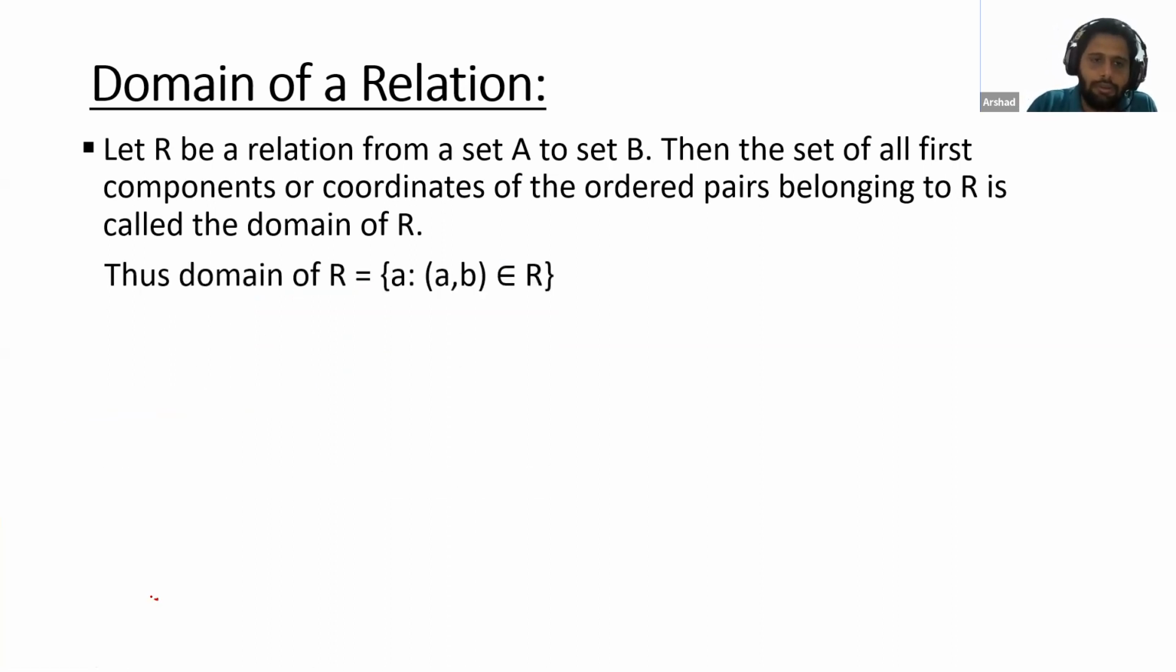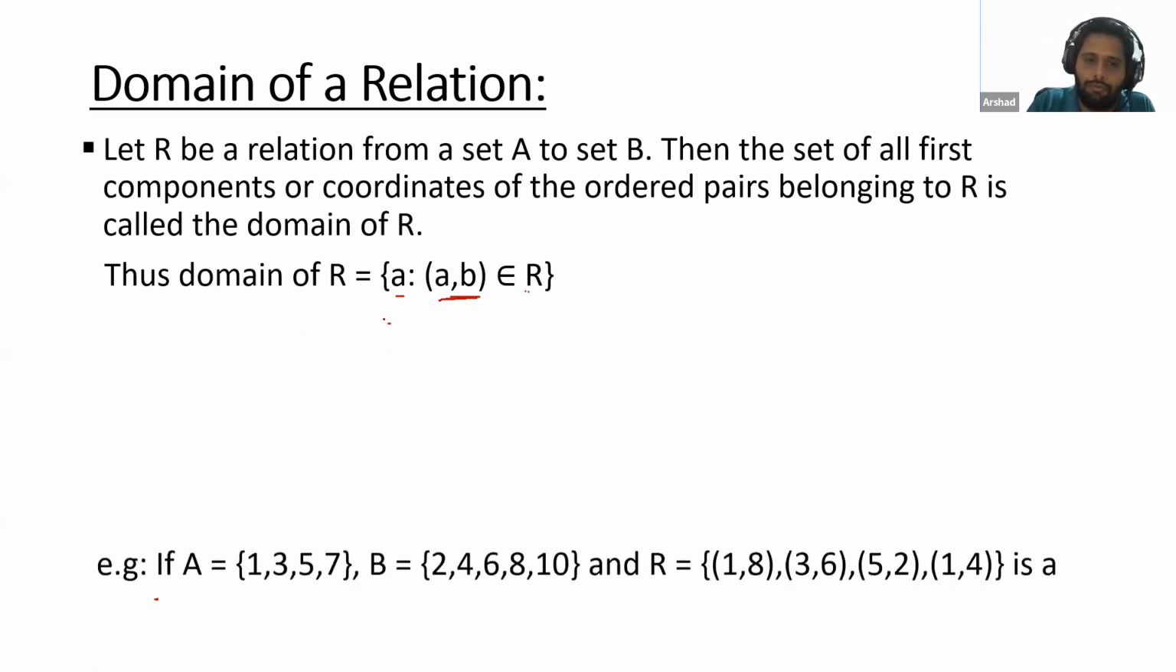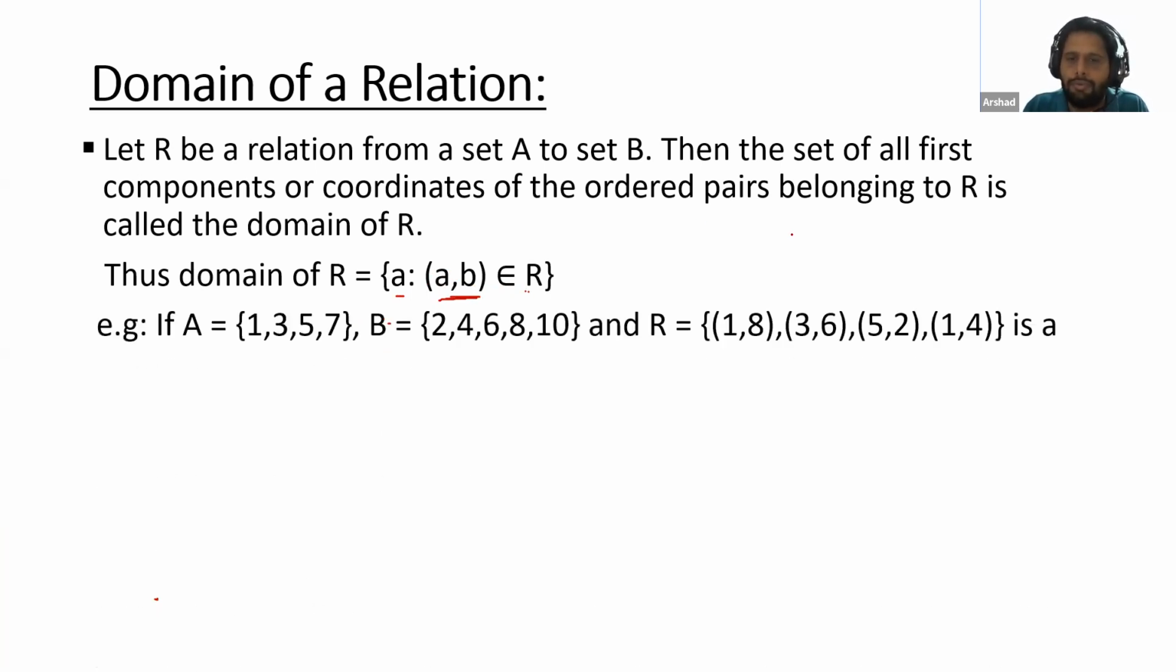In set builder form, how will we write the domain? Domain is {a : (a, b) belongs to R}. So if you have an ordered pair which belongs to the relation R, then the first component is called the domain of R. For example, if you have these two sets A and B, and you have this relation, then what is the domain in this case? Anyone can tell me?